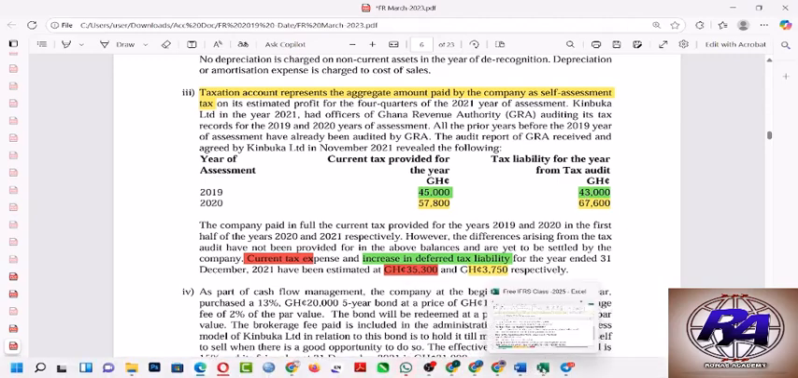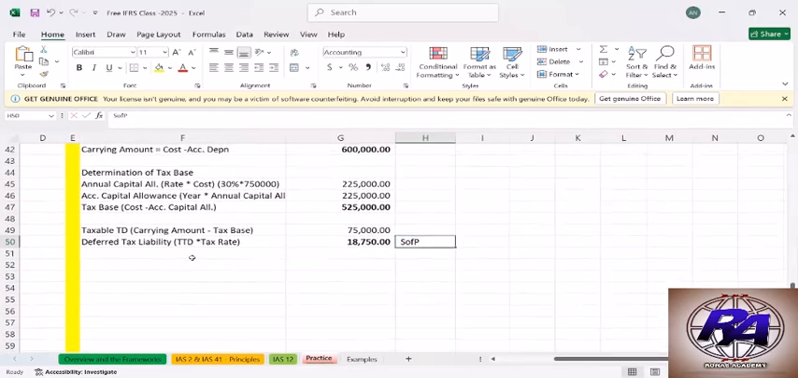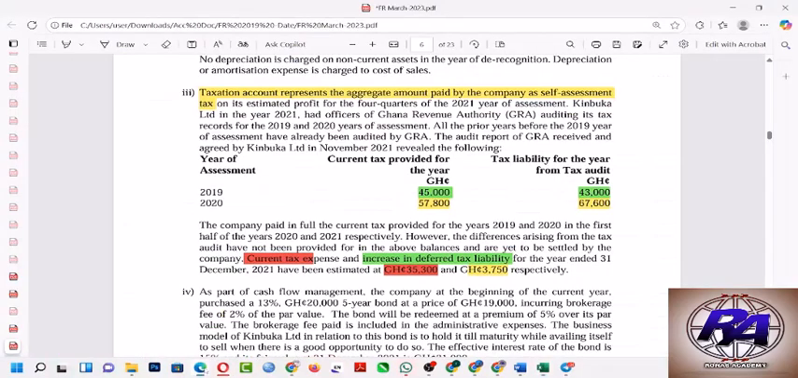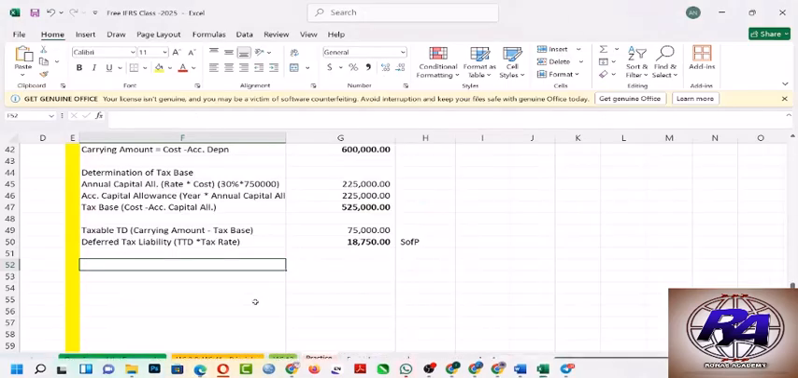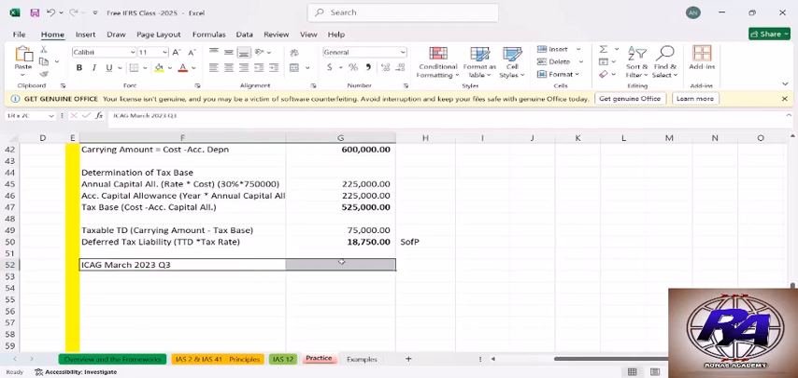Okay, so let's go to our Excel sheet. Let's go to practice again. So let me put here, which year is that? I think this is FR March 2023, question 3. So March ICAG, March 2023, question number 3. All right, so we can make some cells over here and then color it to be the heading.